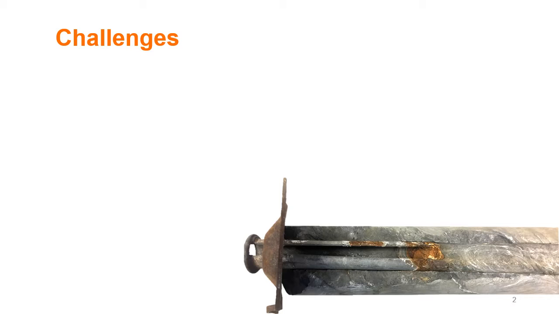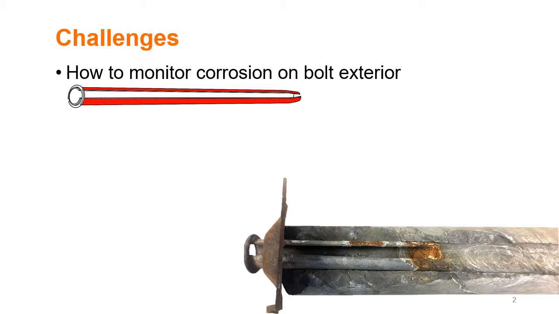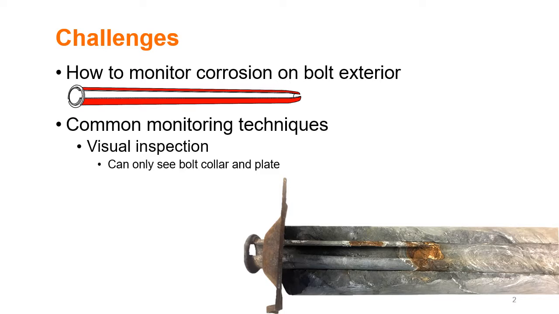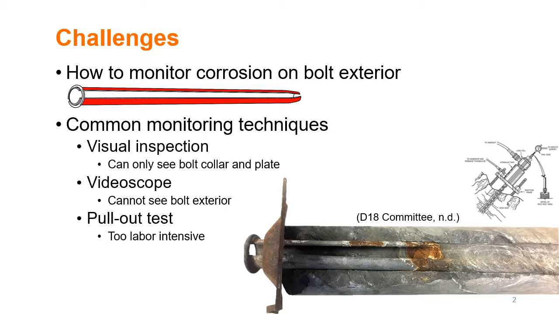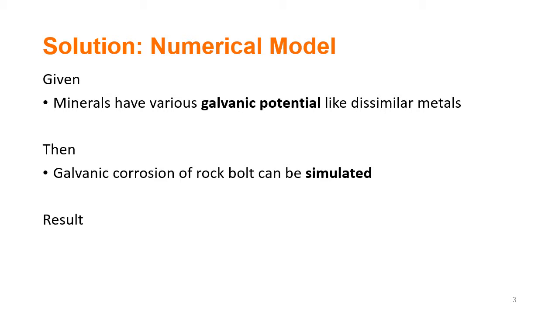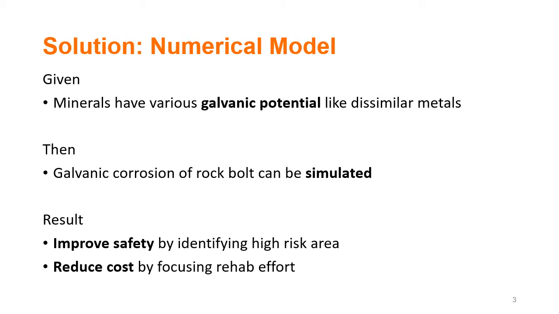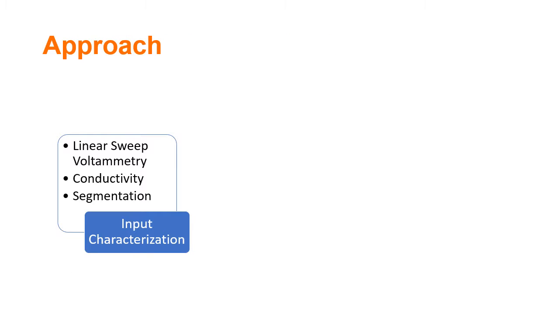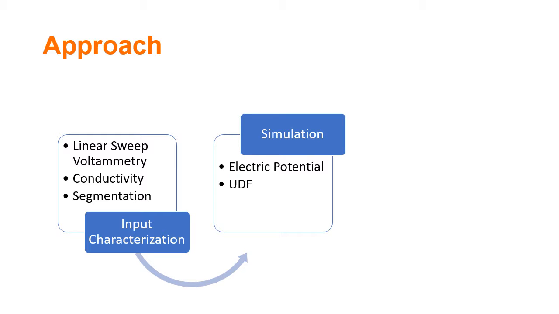A major challenge in underground mining is the monitoring of rockfall corrosion, especially on the bolt exterior. A solution is to numerically simulate the corrosion of rockfall using the electrochemical properties of minerals. My approach can be broken down into 3 steps: input characterization, simulation, and validation.